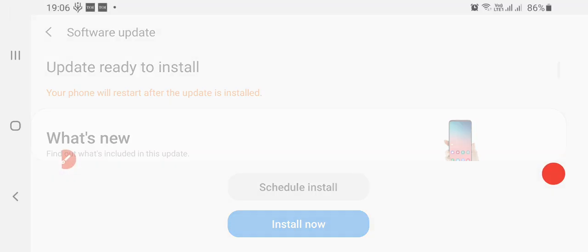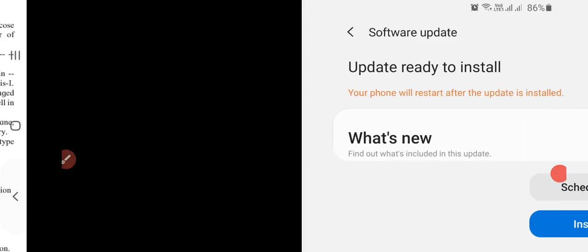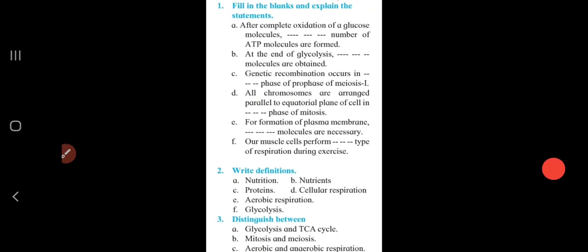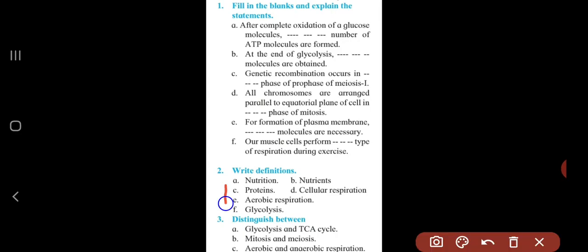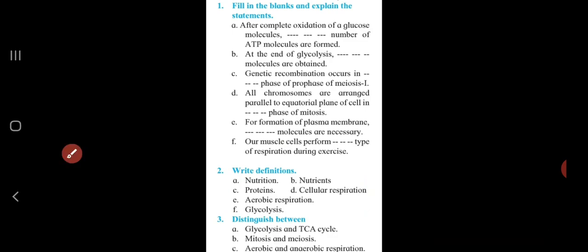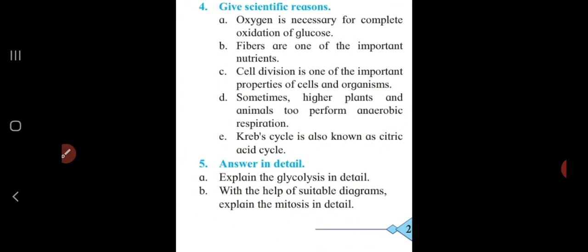So these are the questions of that chapter. Here these are the fill in the blanks questions, and definitions are very important. Learn all these definitions. Then distinguish between glycolysis, TCA cycle, mitosis, meiosis, important. All these are important. It doesn't mean that I am giving you any important questions over here. We are just discussing the type of questions which may be asked. Don't consider this as a tick mark or any important marking. It's just a discussion on the questions.